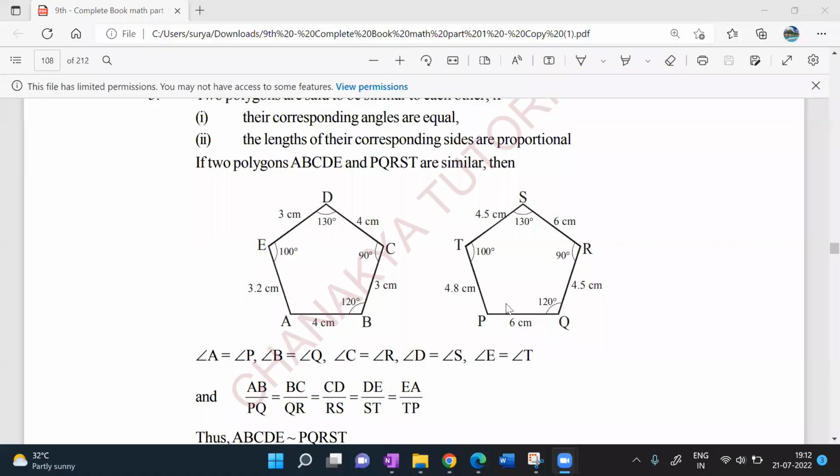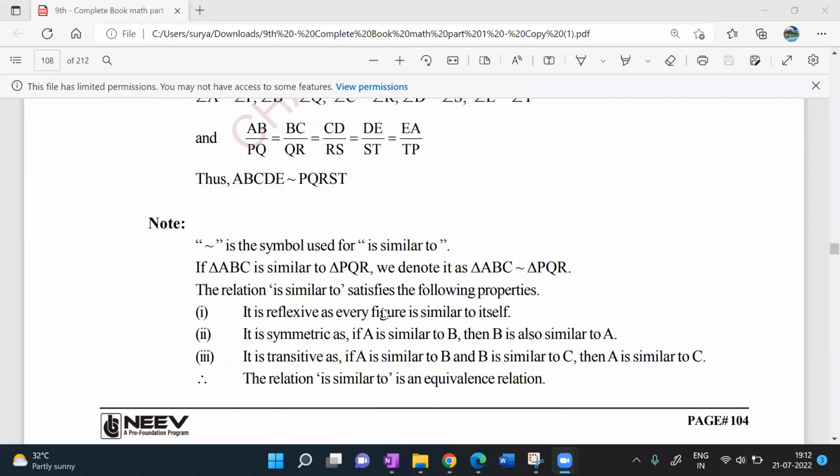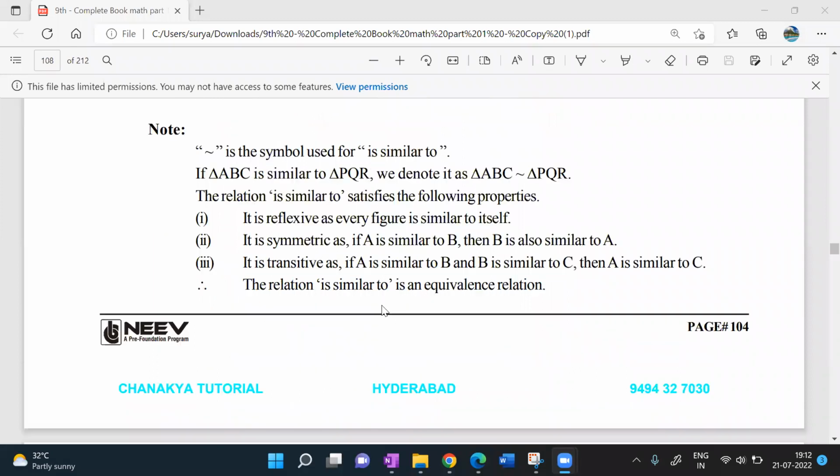We'll continue with that. Everyone should note this. See here, what does this symbol denote, beta? Similar to. If triangle ABC is similar to triangle PQR, we denote it like this. This is the similar symbol. So the relation similar to satisfies the following properties. What are they? Look at this.